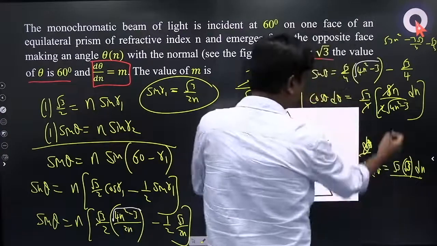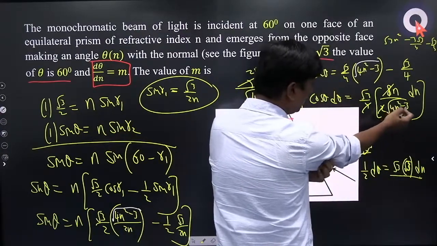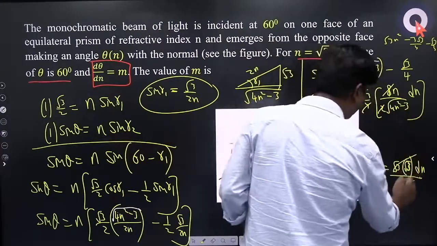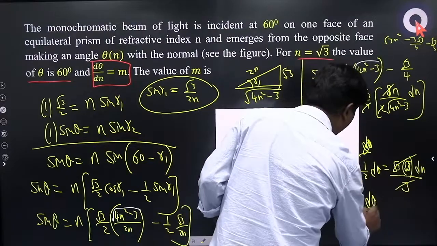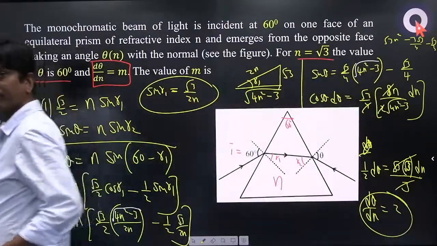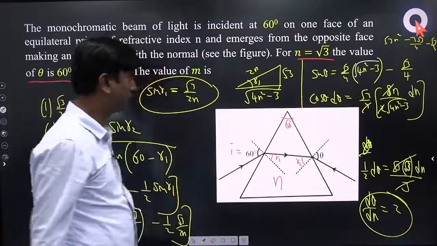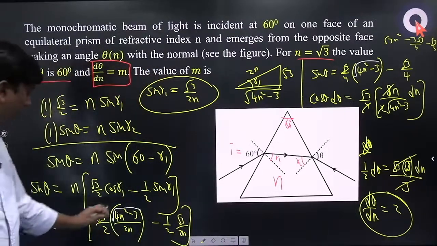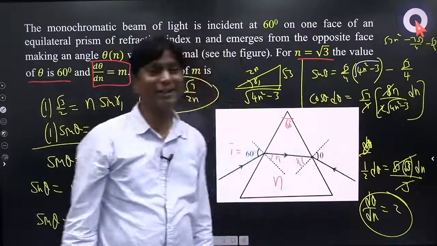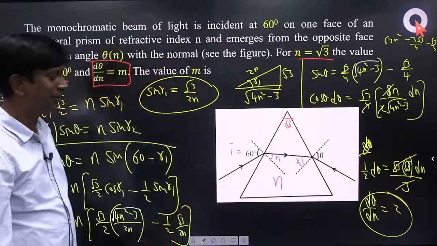So n is root 3, no? Root 3 whole square is 3, 4 times 3 is 12, 12 minus 3 is 9, root 9 is 3. So root 3 and 3 cancel, and d theta by dn equals 2. So you are going to get exactly 2. Please make that correction, since that root was missed. If you did not take that, you would get d theta by dn as 12, but actually the answer is d theta by dn is 2.